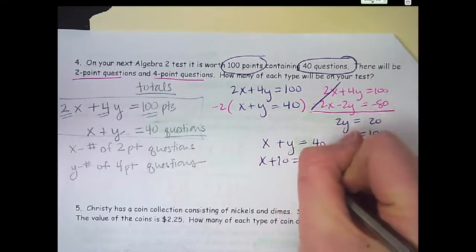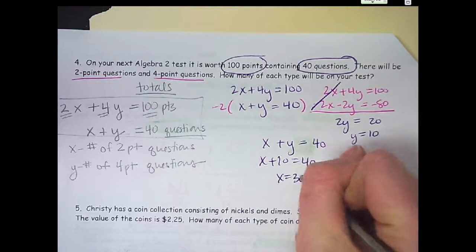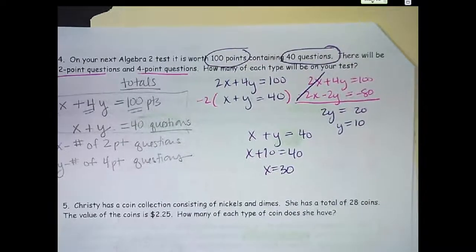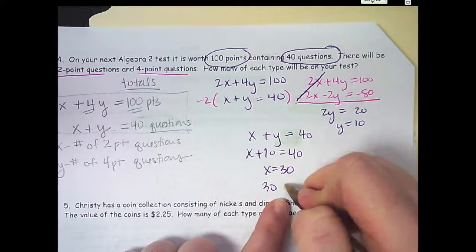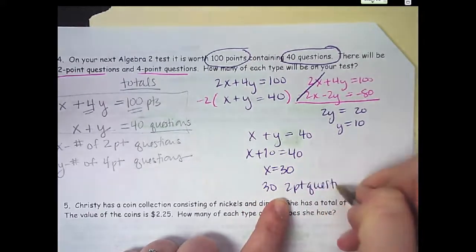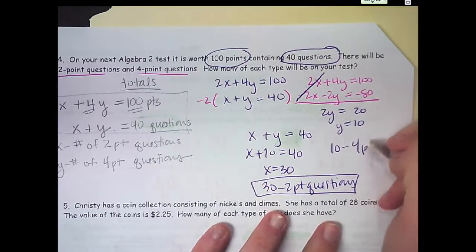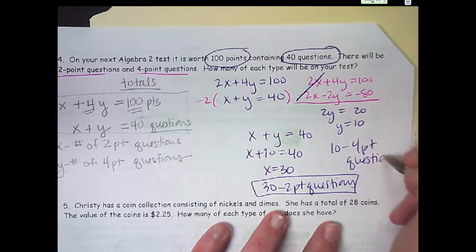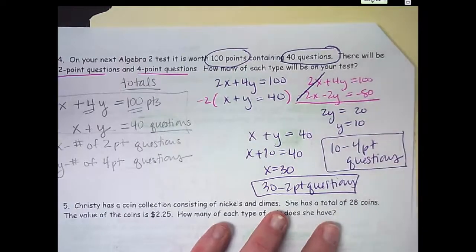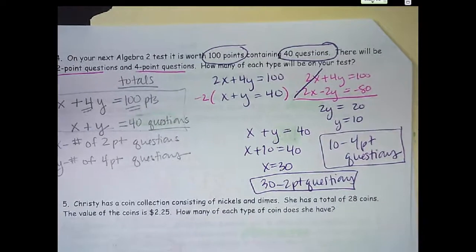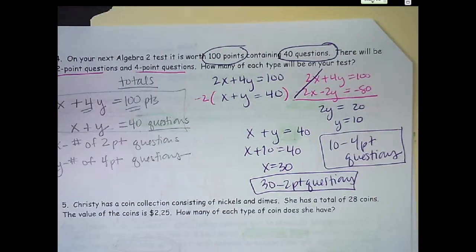And then plug that back in. Okay, remember, you're doing a word problem here, so I want to say there's 30 2-point questions, and there's 10 4-point questions. Questions on number 4? Is it becoming a little bit easier as we do a couple? Okay, now number 5.